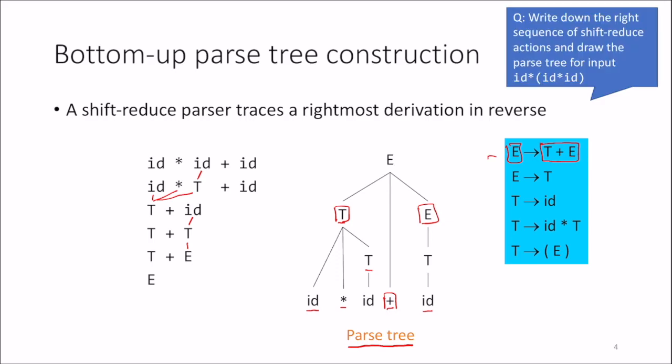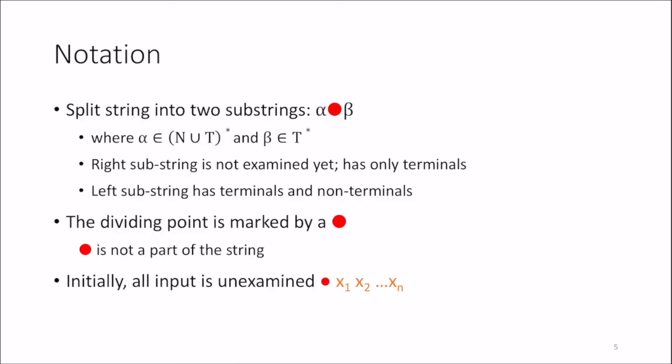To test whether you understand all of this, I want you to write down the sequence of shift-reduce actions exactly the same way as we've done in this slide, and draw the parse tree for a different input, but using the same grammar. So let's introduce a bit of notation that will make it easier for us to talk about shift-reduce parsing.